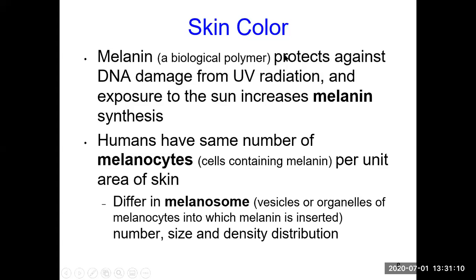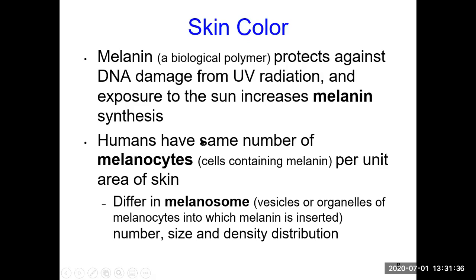Another multifactorial trait that we see in human populations is skin color. And we all know from common sense, we have all heard of melanin. Melanin is the name of a pigment. Biologically, it's a polymer. That means it's made up of many small units. And this pigment protects us. The more melanin we have, the darker the skin color. Melanin is a protective agent against the harmful effects of ultraviolet radiation.